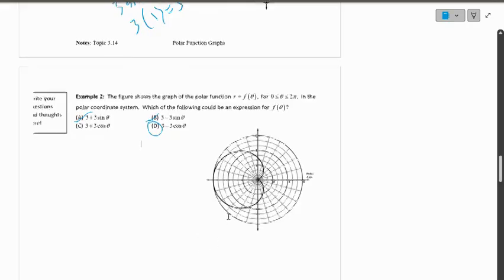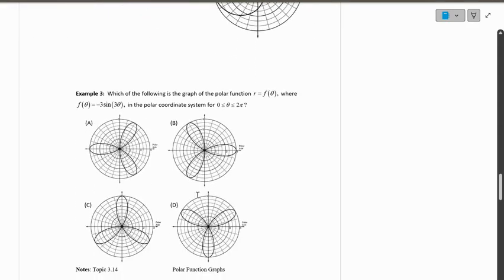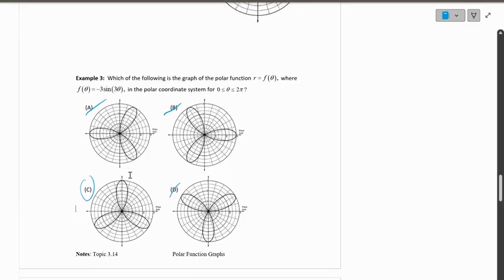And then the last one is almost identical to example 1, except it's negative, which just means we have the reflection. So again, you see it's sine, so that means it does not have a petal on the x-axis, so A and B are out. And then again, you plug in a number, you will eventually see that this one doesn't work, and this one does. So yeah, like I said, plug them in.